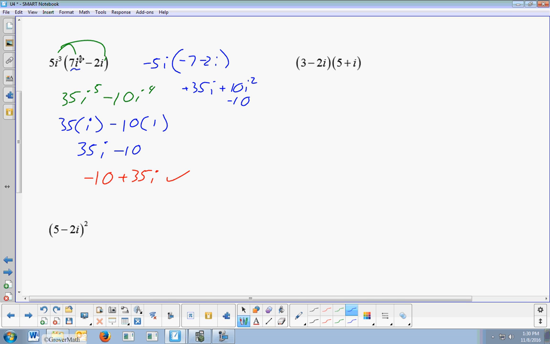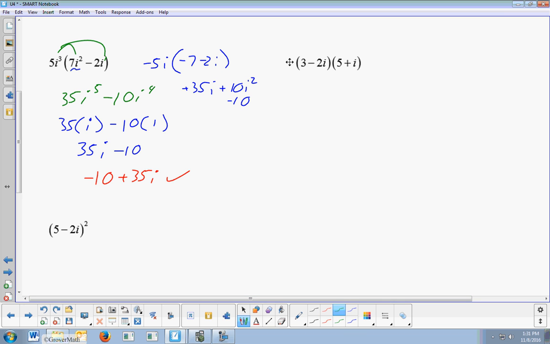So you can reduce your powers of i first and then distribute, or you could wait till they're all multiplied out. I suggest waiting till it's all multiplied out because then you only have to reduce powers of i once. Here I reduced them to get this, and then I had to reduce them again later. So I would just wait until you're all multiplied out to reduce your powers of i.